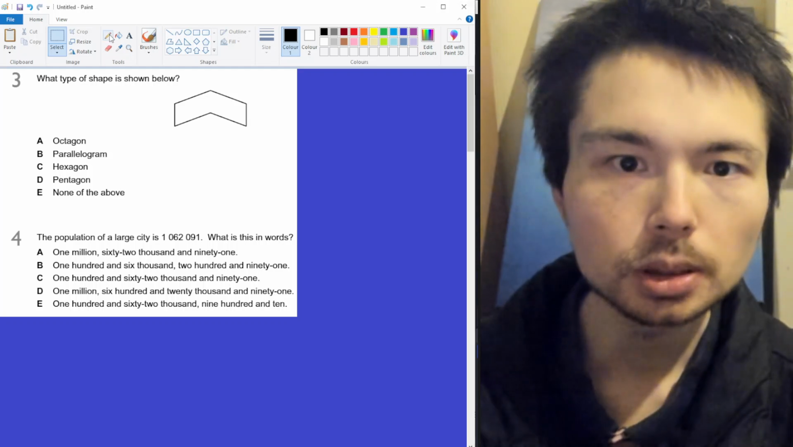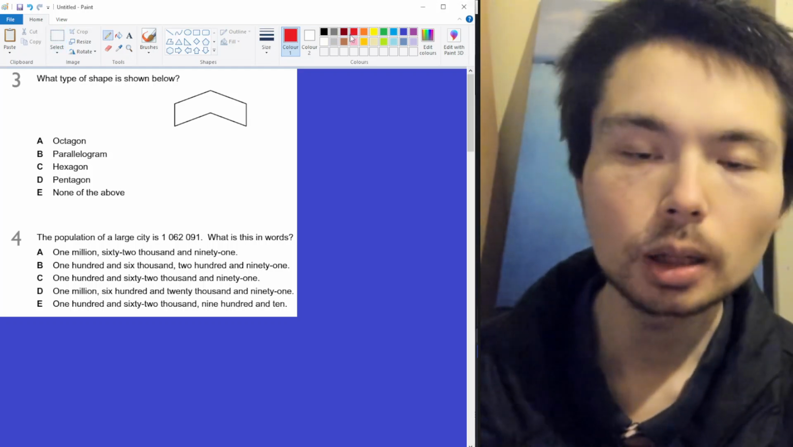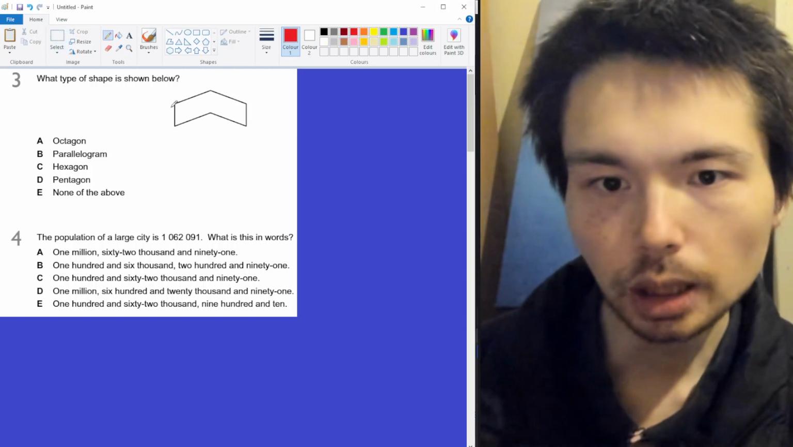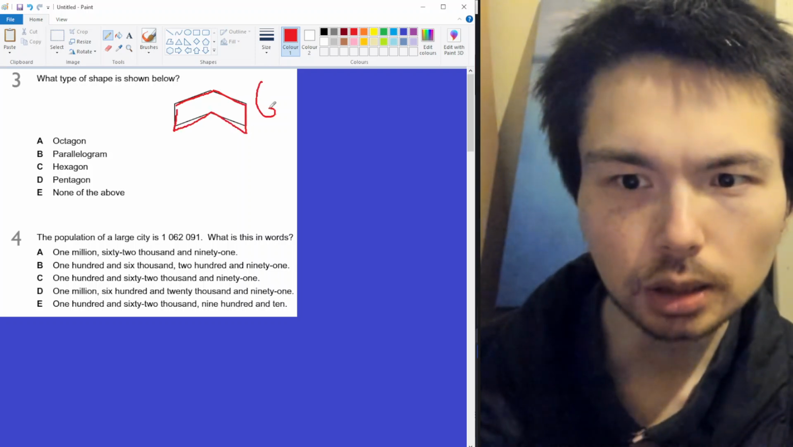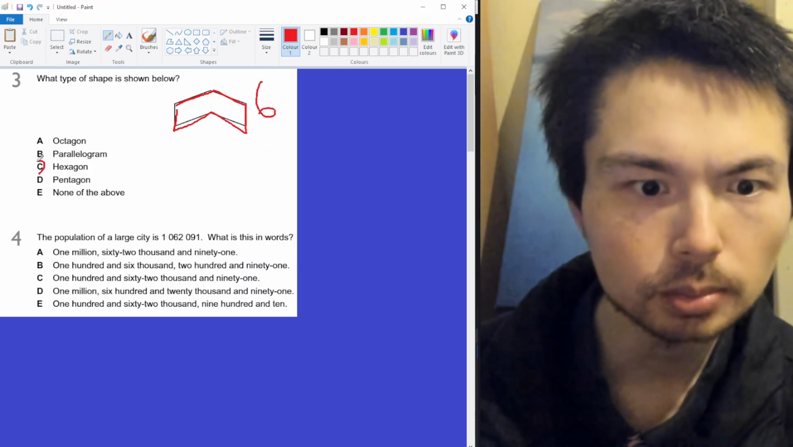What type of shape is shown below? In order to work out what any shape is, you must count the sides. 1, 2, 3, 4, 5, 6. A 6-sided shape is called a hexagon.